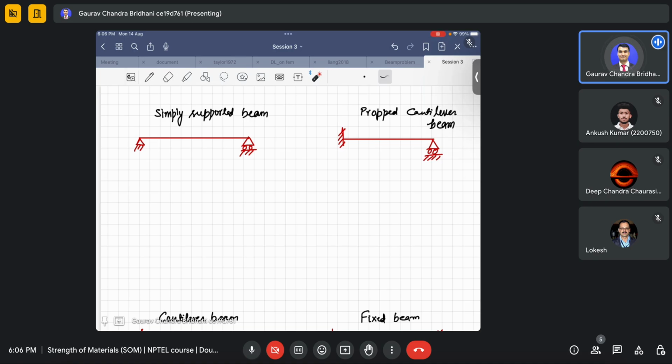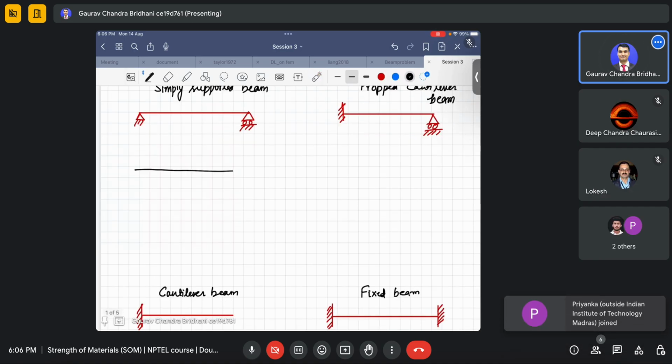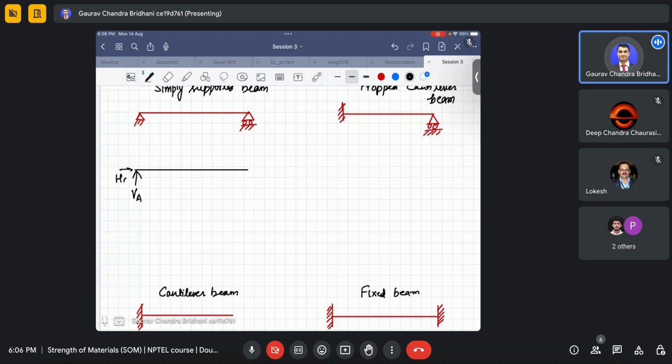That's very important. First, what I told last time is that we have to make a section which is very close to the support. We have to cut the beam at those sections very close to the support. Suppose I am talking about the simply supported beam. If we do that, what will be the result? Something like this. We will have a vertical reaction at this point A, and a horizontal reaction at this point A essentially, and we will have a vertical reaction at this point B.